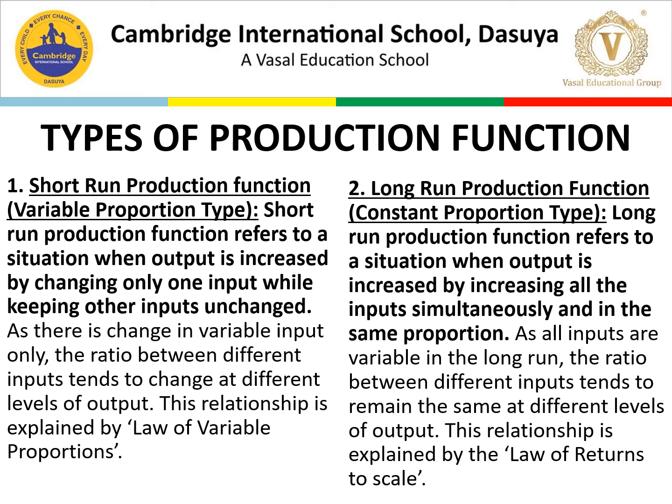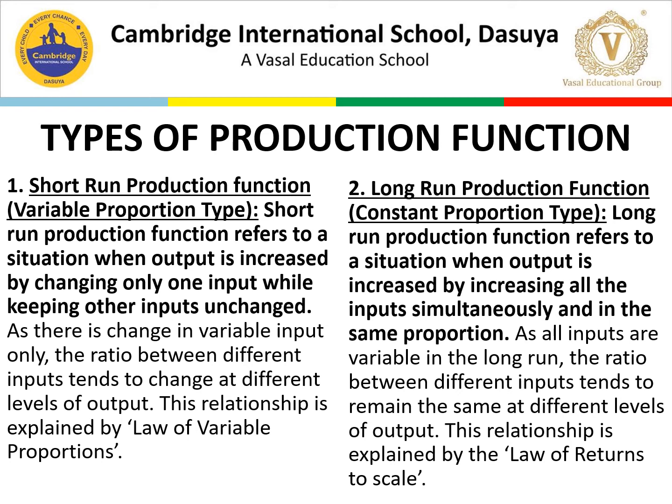As all inputs are variable in the long run, the ratio between different inputs tends to remain the same at different levels of output. This relationship is explained by the law of returns to scale. So इसको हम लोग क्या कहते हैं, law of returns to scale. मतलब same level पे हमारा change आएगा, जितना जितना हमने inputs में change किया था. ठीक है. जिस लेवल पे रेशियो में चेंज किया था उतना ही हमारी आउटपुट में भी चेंज आएगा. So level of the change will be same in the output. So इसको हम लोग कहते हैं law of returns to scale.